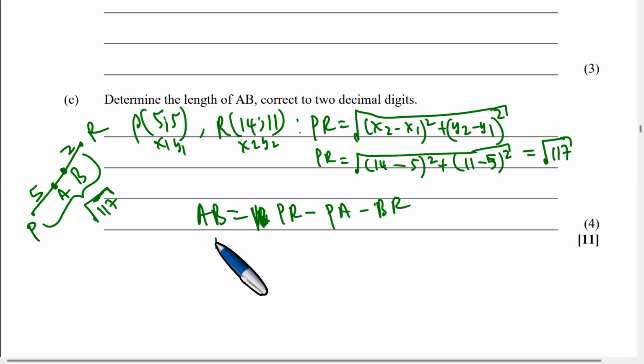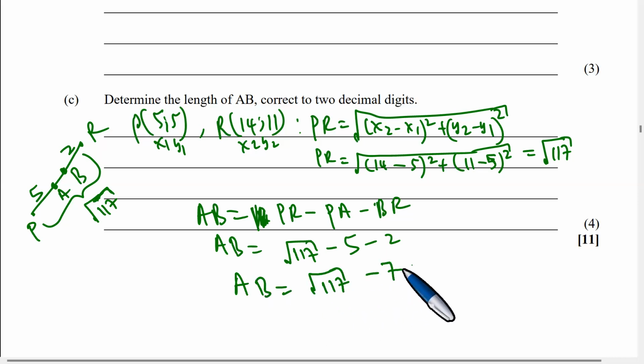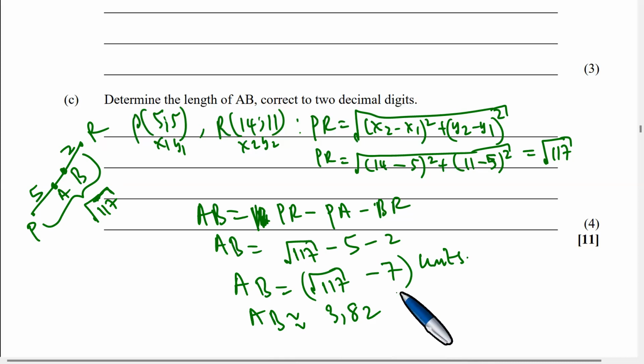So which means that AB is PR. What is the length of PR? It's the square root of 117 units. What is PA? The radius here in the diagram has 5 units, and this one is 2 units. So at this point, our AB is the square root of 117 minus 7 units. Like that, if you use a computer, it is actually 3.82 units. So yeah, we are done.